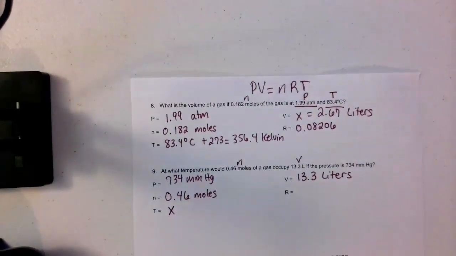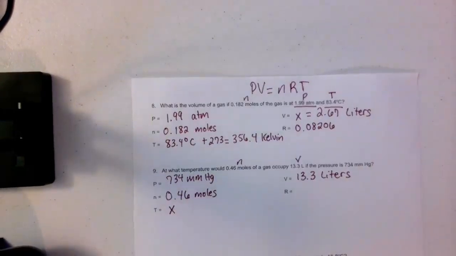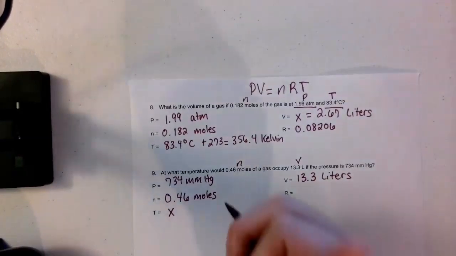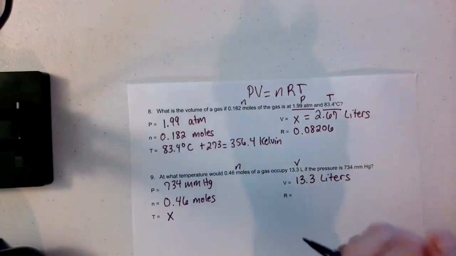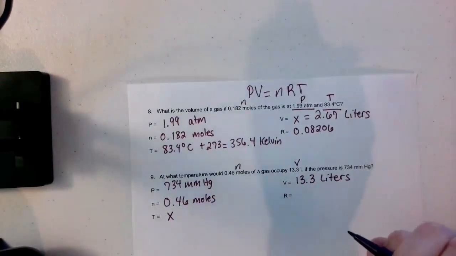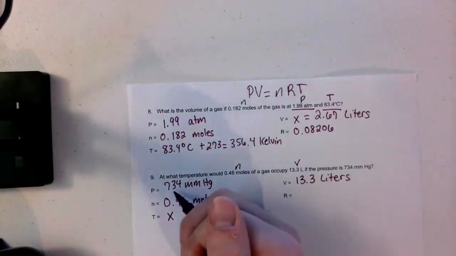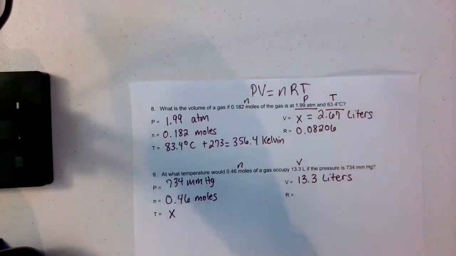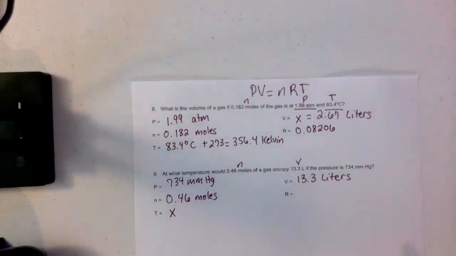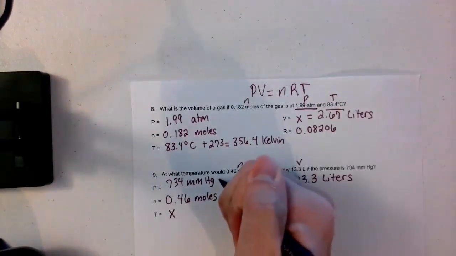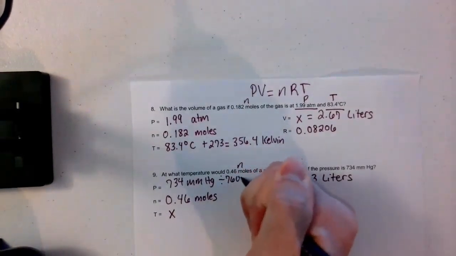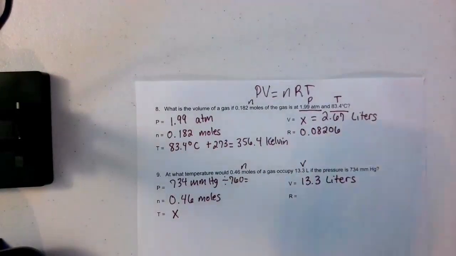Why is it a problem? Because we have to use atmospheres in the ideal gas law. So we can't have this 734 mmHg. So what we're going to do is convert the 734 mmHg into atmospheres. The way that we can do that is we can just divide this number by 760, because remember, there's 760 millimeters of mercury in 1 atm. So hopefully you remember doing all those conversions. So I'm just going to divide this by 760, and that's going to get it into atm.